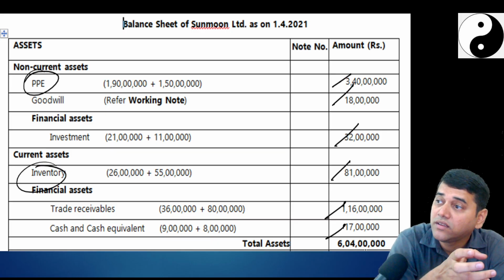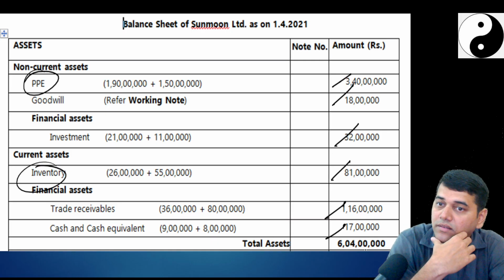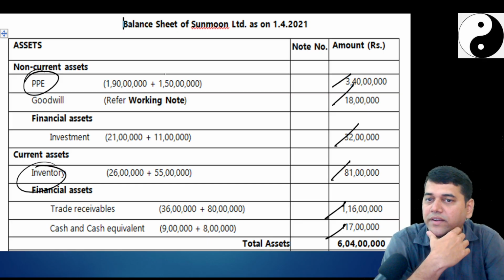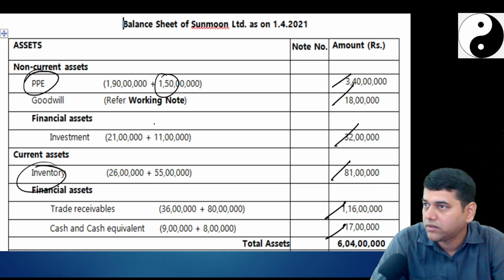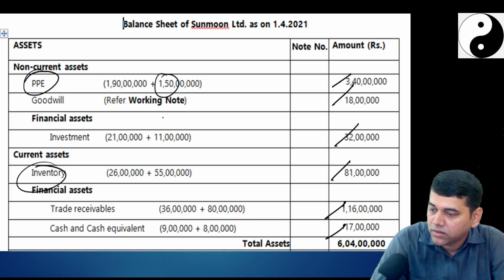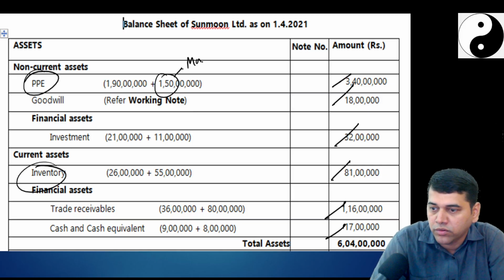You added a? How did you get 170? From where did you get 170? Have you done the fair value adjustments? So you should have taken 150 of Moon, 170 you should not take. Why? Because you have to take the fair value. What is the fair value? At the end they have given 190.